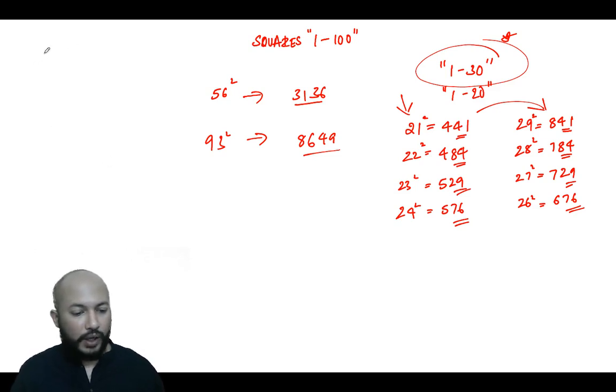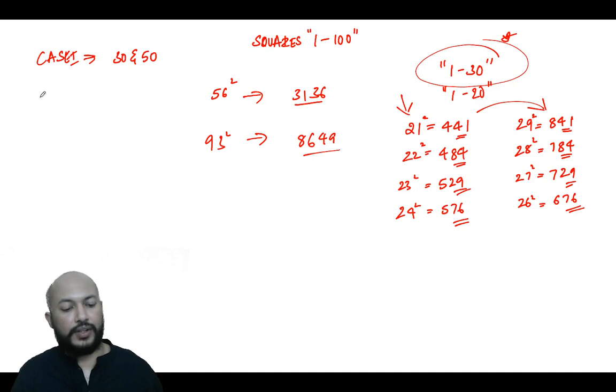So case 1 is numbers between 30 and 50. Like I said, there are three steps. Let's take an example. If I have to find the square of 44, which is between 30 and 50.